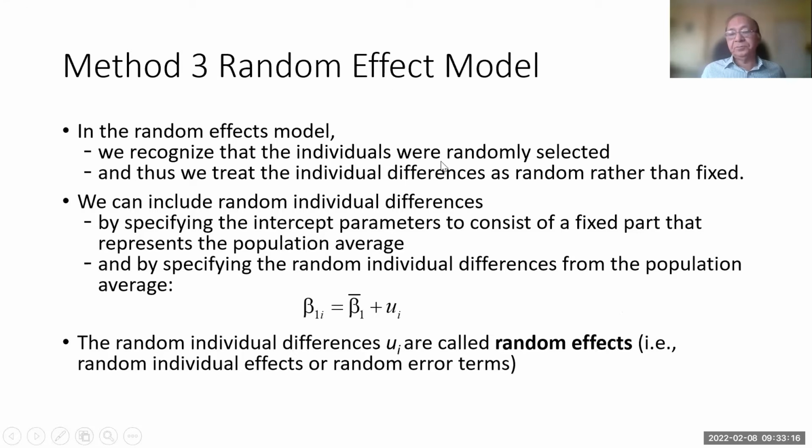Now, method 3, the random effect model. In the random effect model, the assumption is that we are not selecting all the states, or all the companies, or all the individuals. We have selected individuals randomly, or states randomly. So that randomness should come into the model.